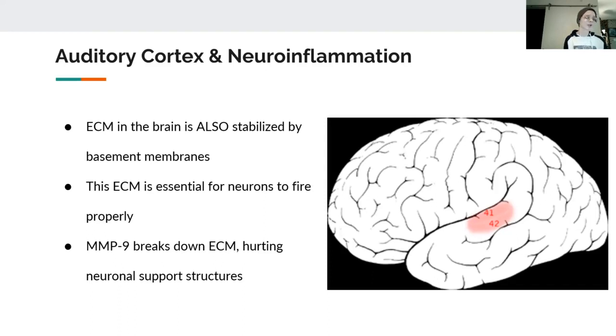And so they're also stabilized by basement membranes. And so MMP-9 can go into these places and cut them up just the same way we've been seeing the whole time. But because those extracellular matrix cells provide some very essential signals for your neurons to fire properly, it can hurt the way you hear. And so that auditory signal can go through all those steps to get to the brain. But if the perineuronal nets aren't there to support the neurons interpreting those signals, you're also going to have hearing loss from that as well.